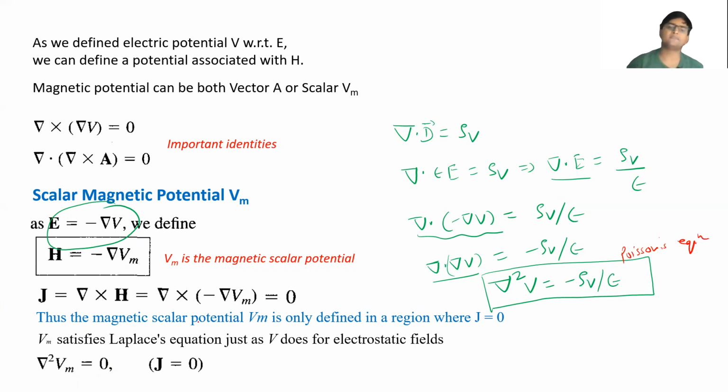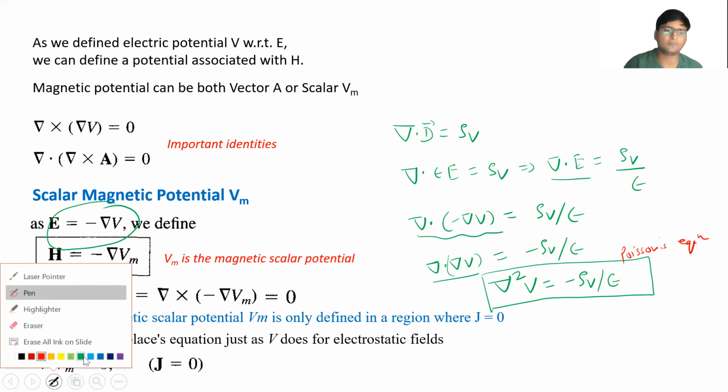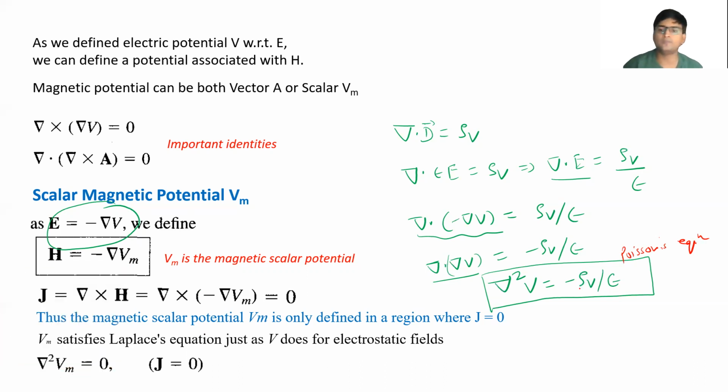Now what happens if rho V in a particular region is 0? For any particular region, if this rho V is 0, then what you will get is del square V is equal to 0. Rho V equal to 0 means the region is charge free. So when the region is charge free, you will get del square V is equal to 0. And this also is a very famous equation, which is called Laplace equation.